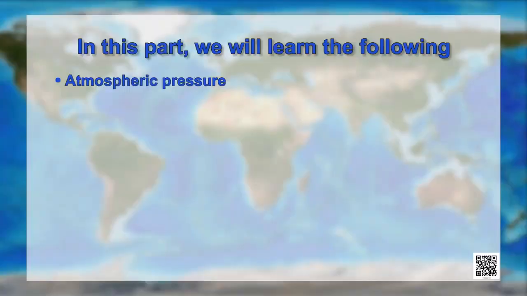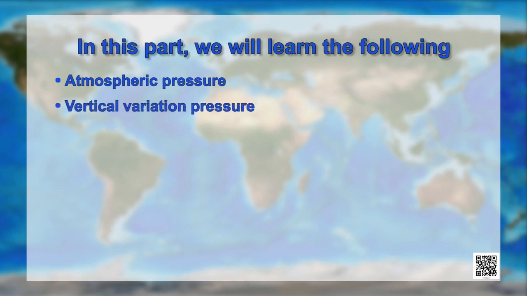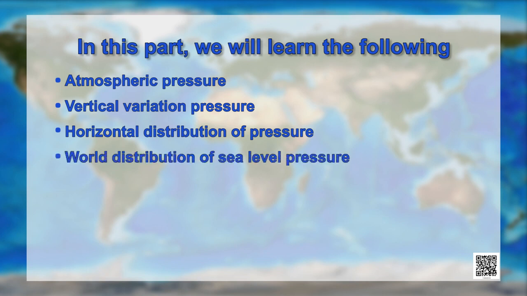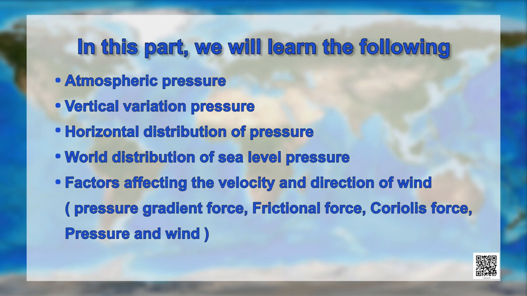Today we are going to discuss Chapter 10, Atmospheric Circulation and Weather Systems from the textbook, Fundamentals of Physical Geography for Class 11th. In the first part of the video series, we will learn the following topics. What is atmospheric pressure? Causes of pressure differences. Vertical variation of pressure. Horizontal distribution of pressure. World distribution of sea level pressure and forces affecting the velocity and direction of wind.